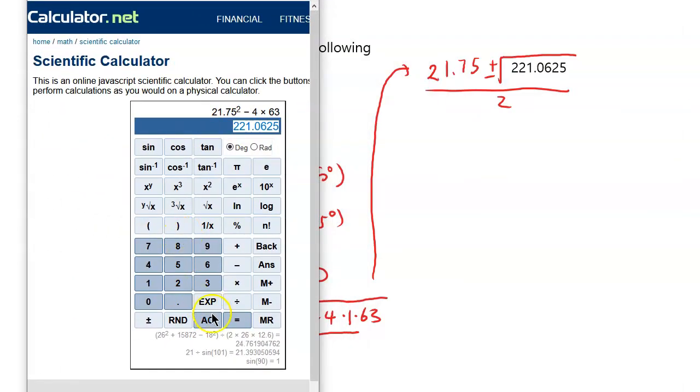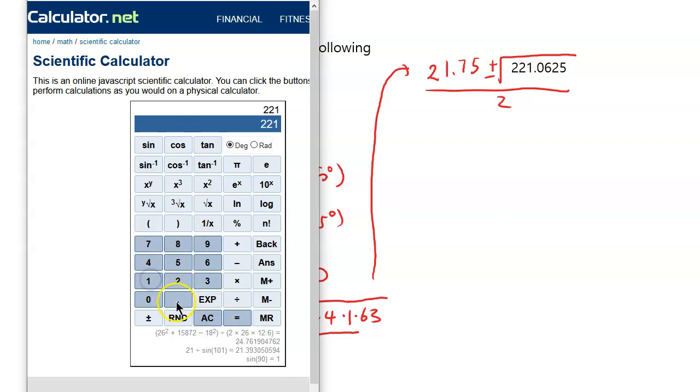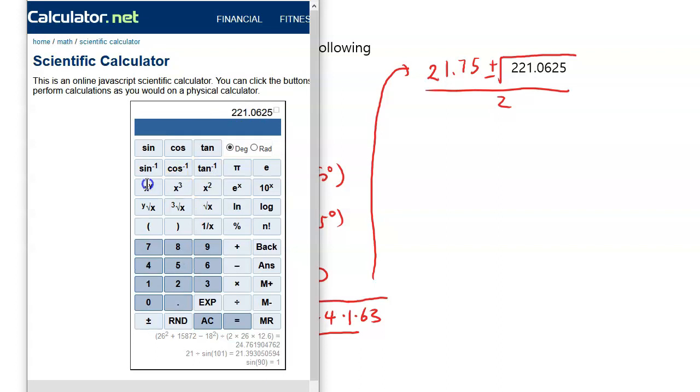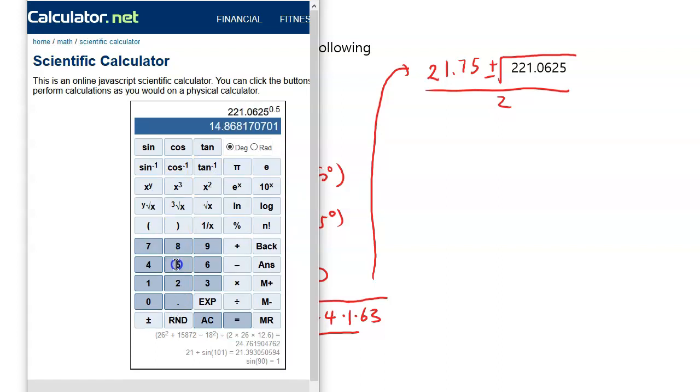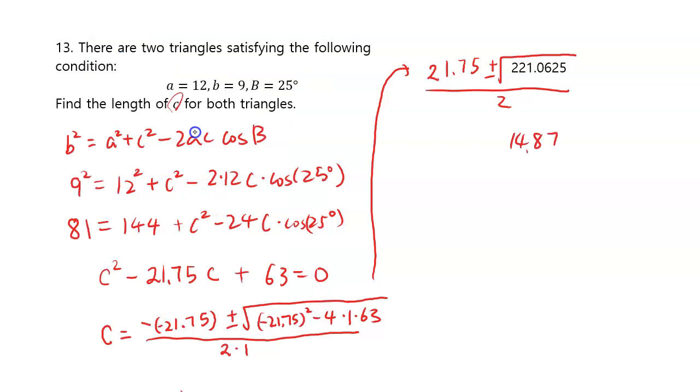So what is this thing? 221.0625 square root. Well, square root is the same as 1/2 power, so I'm going to put power to 0.5. The same as the square root. Sometimes I forget to put the square root before. I just put raised to the power of 0.5. It's very handy. So that's 14.87 basically. So let's write that down. So 14.87. This thing is same as 14.87. So 21.75 plus or minus 14.87.